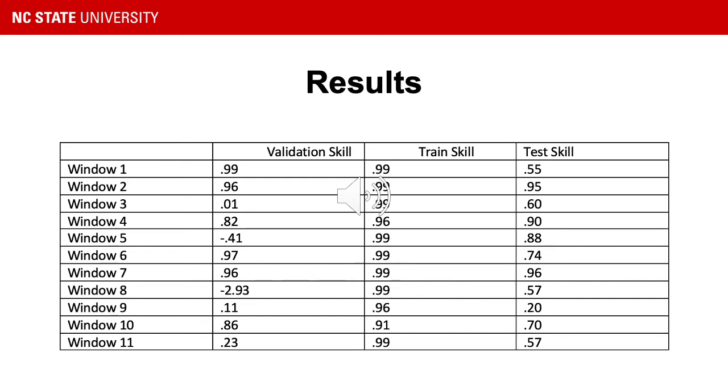We measure our results in terms of model skill. Skill can be defined as 1 minus model MSE over baseline MSE. In this way, a perfect model will have a skill metric of 1, and a model in which the baseline outperforms has a negative skill value.